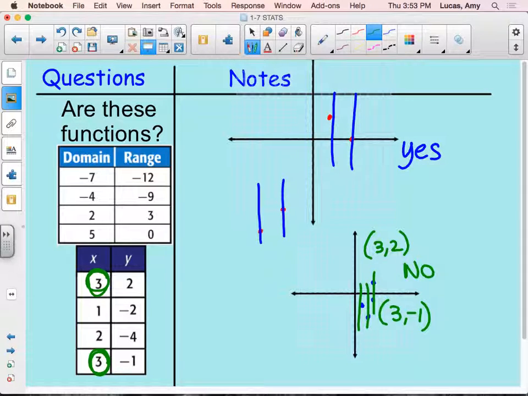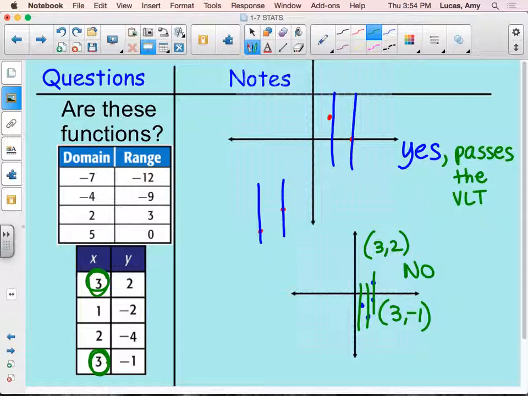So the reason that it fails the vertical line test is because the values repeat in the domain. So to give a reason for these, because when you take your test, you're going to have to explain these. So are these functions? The first one I'm going to say yes, because it passes the vertical line test. You can use that as a reason only if you draw the graph. I drew the graph. I used the vertical line test, it passed.